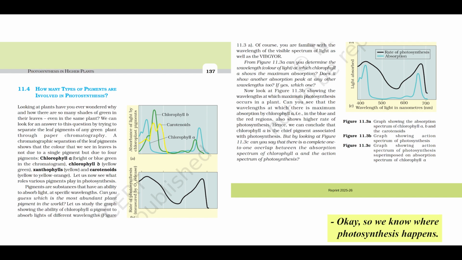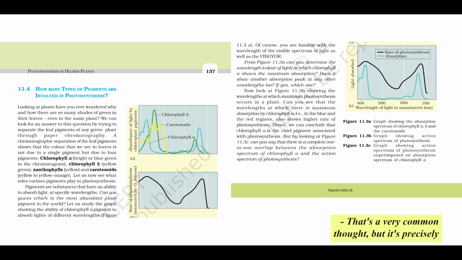Okay, so we know where photosynthesis happens. Now let's get into the specifics of how plants actually capture that light energy. Have you ever wondered why leaves exhibit so many distinct shades of green, even on the same plant, rather than just one uniform green? Yes, I have. It's like a whole spectrum of greens, isn't it? I always kind of assumed it was just one main green pigment responsible for everything.